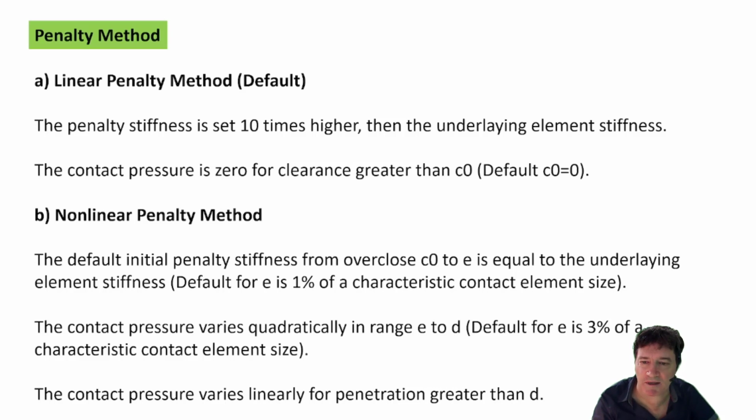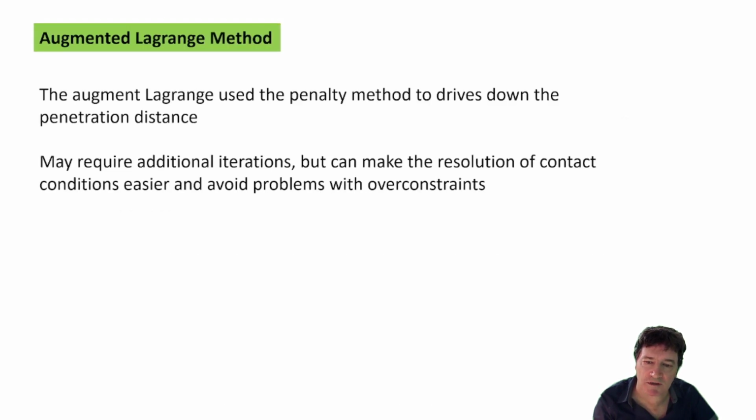The nonlinear penalty method can specify an initial stiffness and increase depending on the underlying element stiffness. The contact pressure can vary linearly over the penetration. For more information, it is recommended to see the documentation. The augmented Lagrange method uses the penalty method to drive down the contact nodes. It needs more iterations but can avoid contact problems with overconstraints.